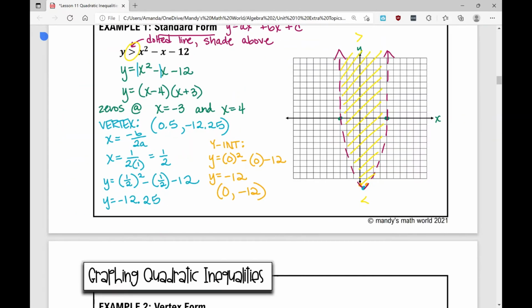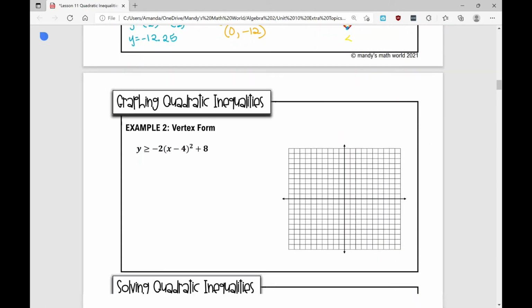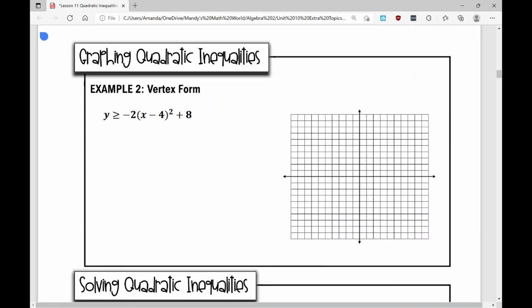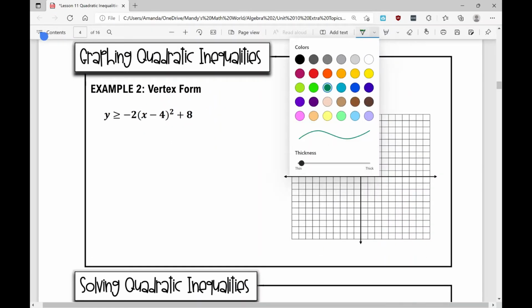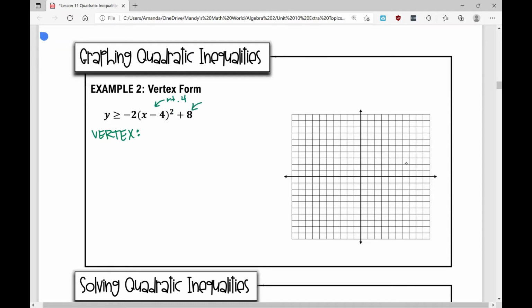Let's move on to example number 2. This is another quadratic inequality that we're going to graph, and this one's in vertex form. So I love vertex form because it already gives me my vertex. And that vertex is at, if you recall your quadratic transformations, this quadratic, which is like your parent quadratic function, like y equals x squared, your vertex is going to move right 4 and up 8, which means your vertex is at 4, 8. 1, 2, 3, 4, and then I'm going to go up 8. So there's my vertex right there.